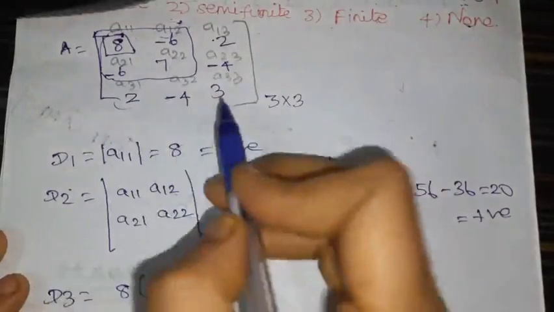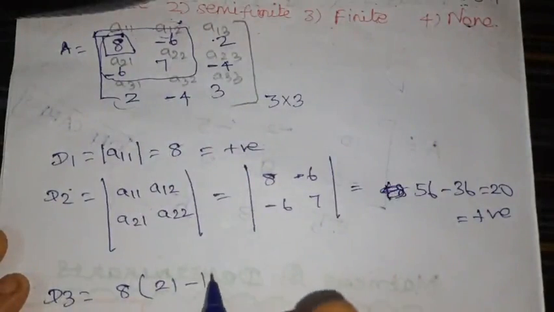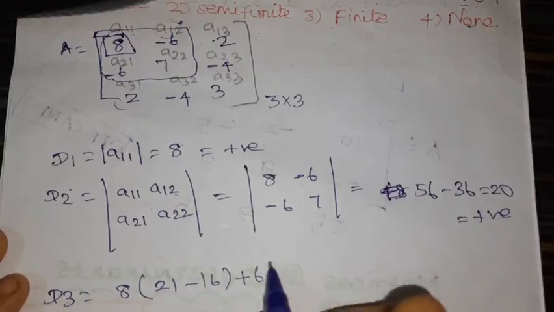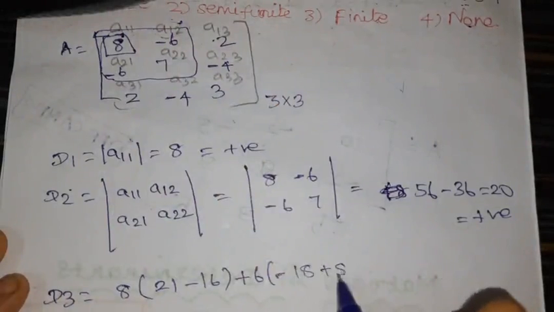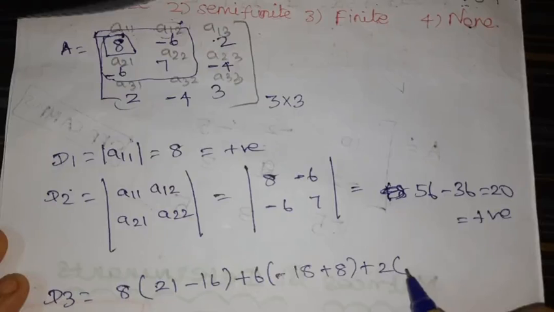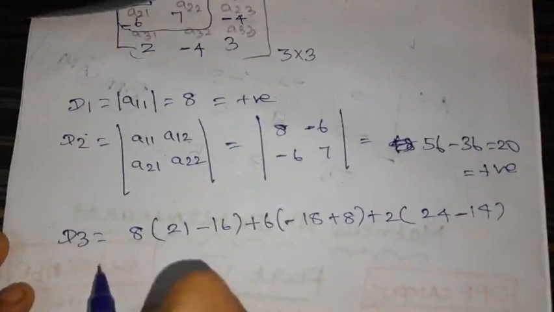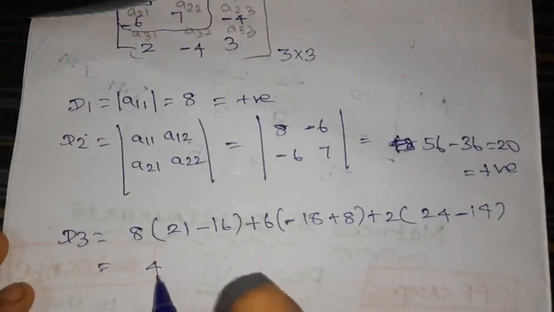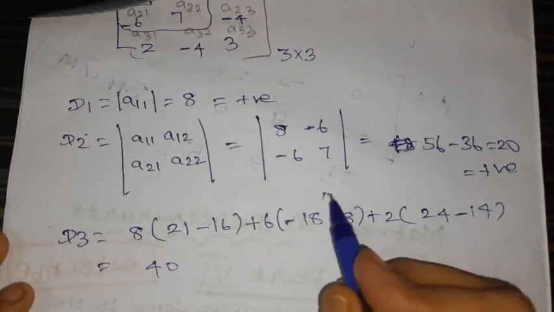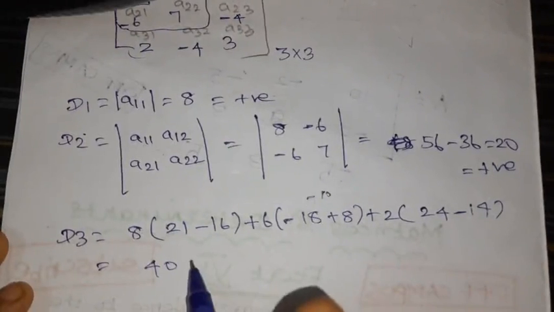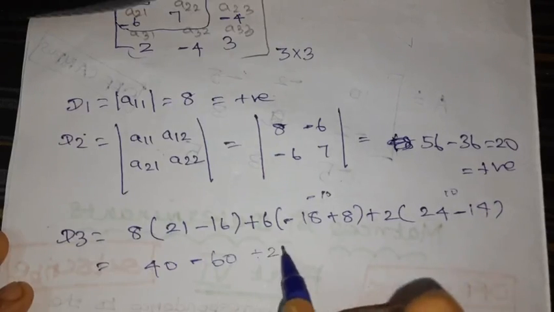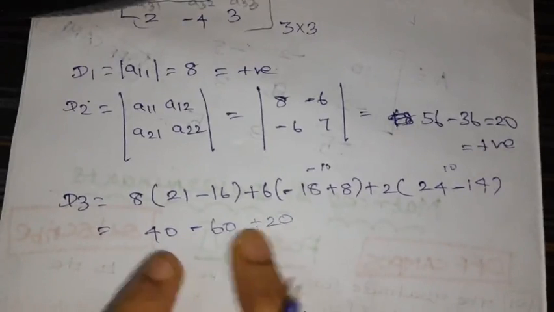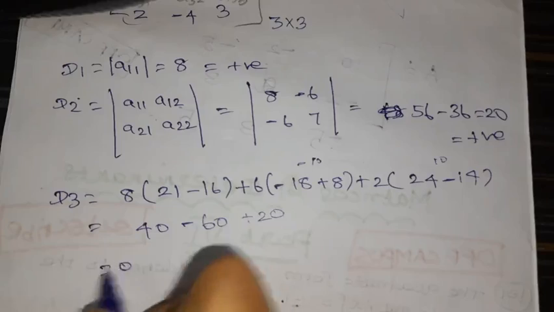8 into 21 minus 16 minus plus 6 minus 18 minus 8 plus 8 plus 2 into 24 minus 14, 5 40 10 minus 10 minus 60 plus 10 20. So what will we get? 40 plus 60, 60 minus 60, D3 is 0.